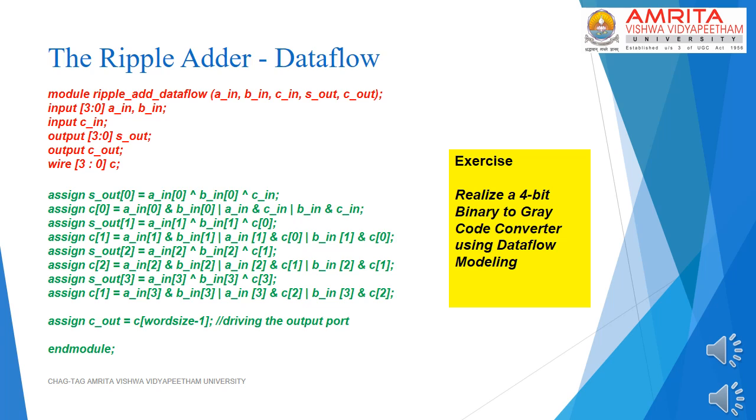At this point, you can try out a small exercise which involves realizing a Dataflow model for the 4-bit binary to gray code converter. The modeling style will be similar. You will have 4 equations which correspond to the models for the 4 output ports representing the 4 bits in the output gray code.